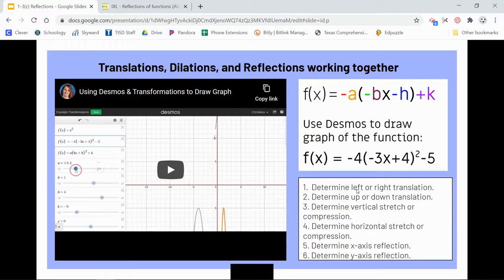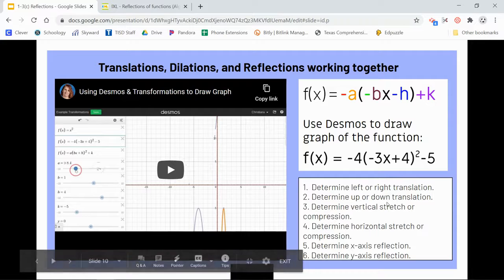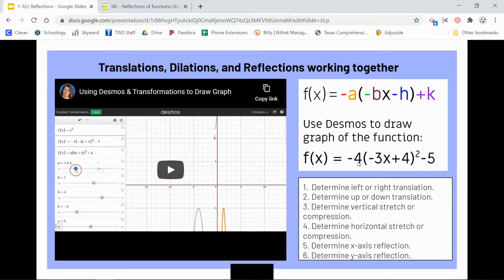So plus means we're moving to the left, and then we're going to look at the k value, that's up or down. We're going down 5, so we're going to go left 4, down 5. And now we look at the vertical stretch, so we look in front. That is 4, which means it's going to get thinner. It's going to stretch. And then on the inside, we look at 3. It's a bit greater than 1, so that's going to mean that it's going to compress.